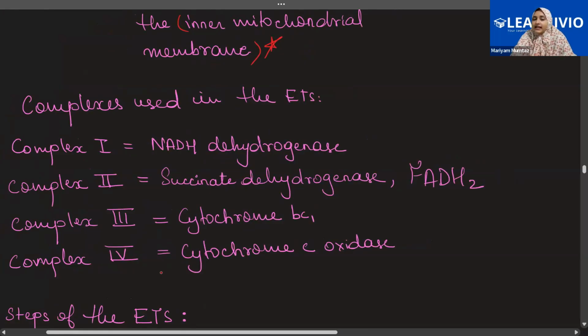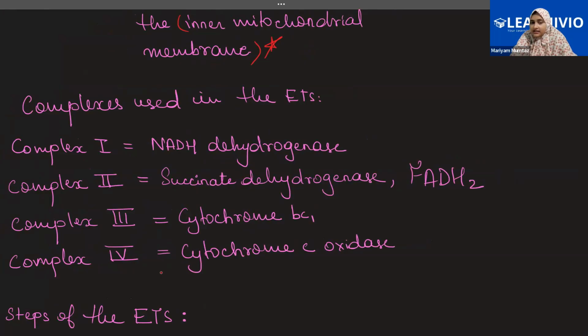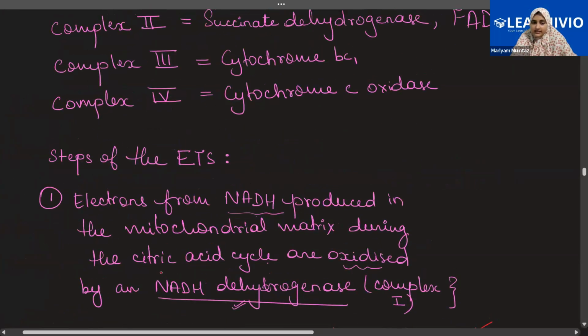First complex is NADH dehydrogenase. Second complex is succinate dehydrogenase and FADH2. Third complex, these are the names of the complexes, nothing complicated in it, is cytochrome BC1. And then cytochrome C oxidase is the fourth complex. So all in all, these 4 complexes are needed during the ETS or the electron transport system.